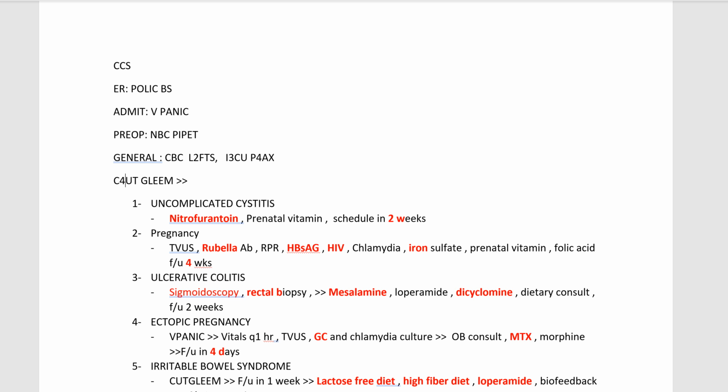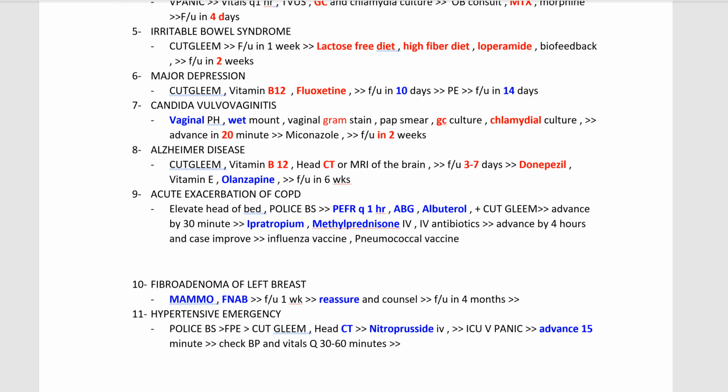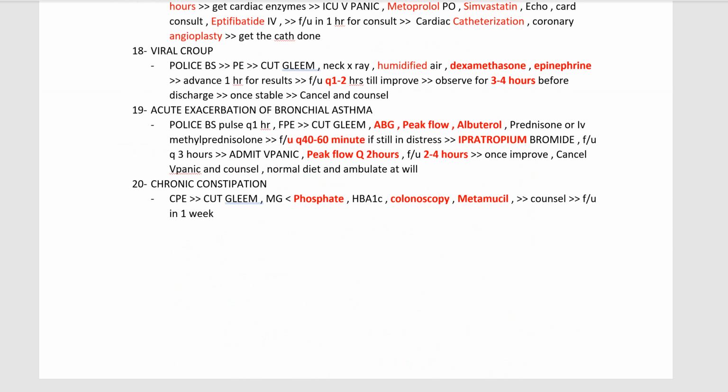U for urinalysis, T for TSH, G for finger stick glucose, L for lipid profile and LFT, E for EEG, the other E for ESR, M for magnesium, and when you order magnesium, you order phosphate too. Okay? And the other one, just quickly, the LFT.